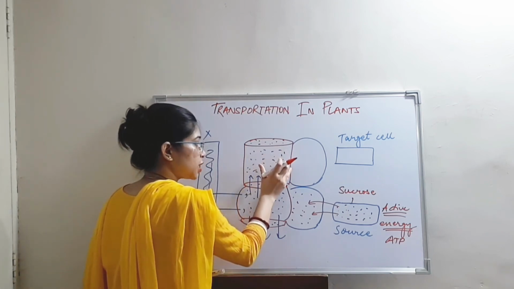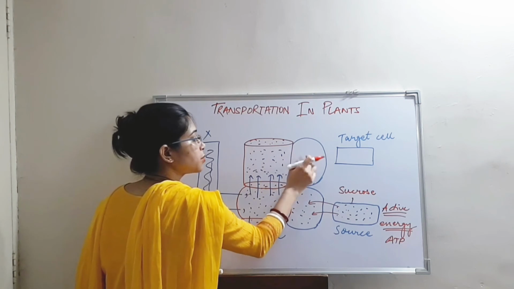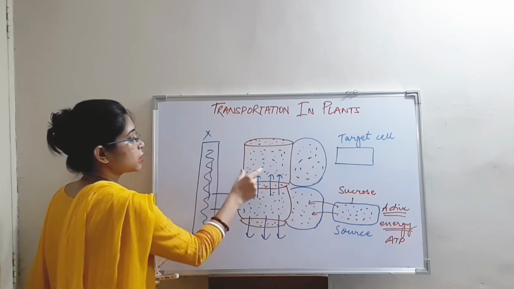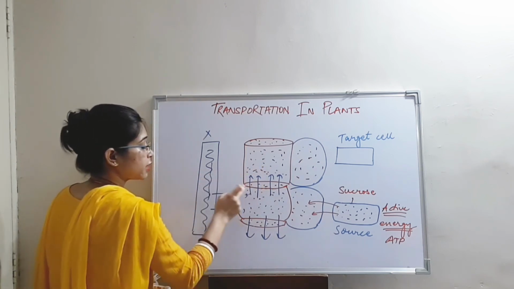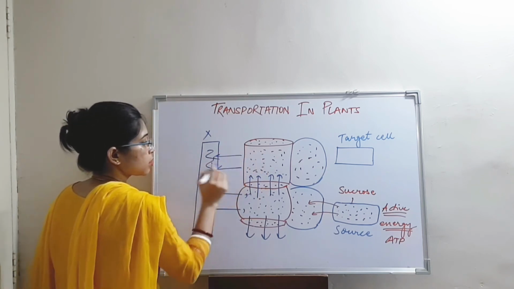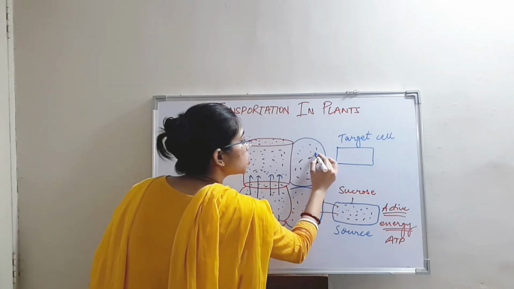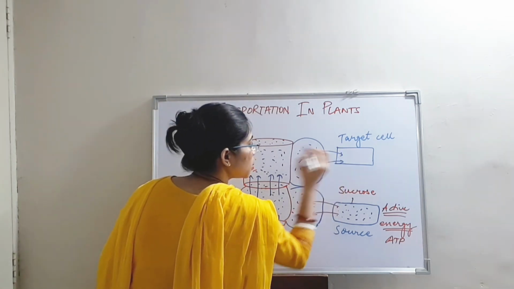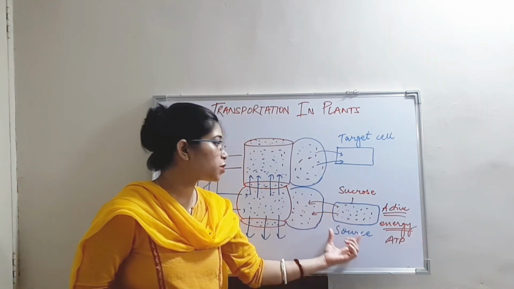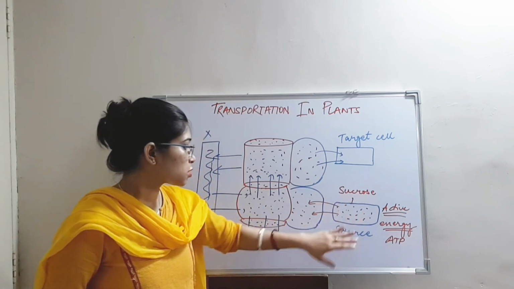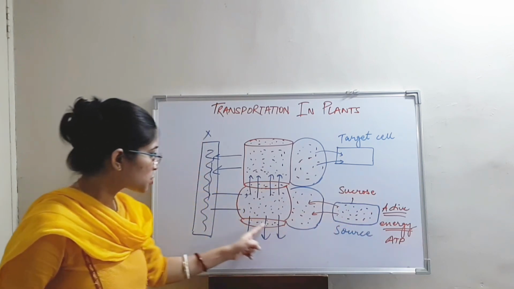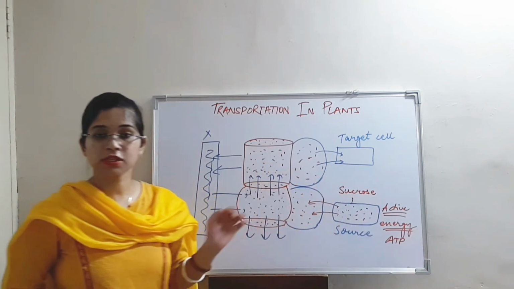Now because of diffusion again, these particles will move to the companion cells and there will be a difference in the water concentration. That is why the water particles which are present here will move to the xylem again, and here the sucrose particles will move to the target cell, and in this way you are able to see how the source cell is able to transport the food particles to the target cell. There is no direct transportation, but this long method is applied for the transportation of these food particles.